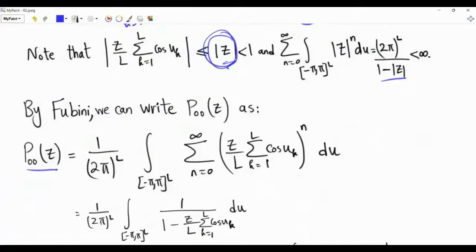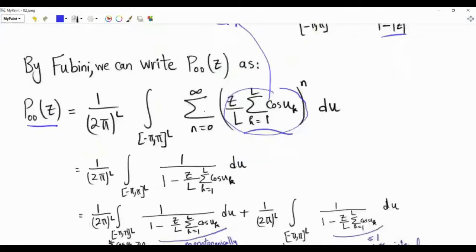The probability generating function is 1 over (2π)^L times the L-dimensional integral. Now we have the summation over n from 0 to infinity, and we have this quantity here raised to the power n. From above, we know that this is a geometric series with a ratio that is less than unity in magnitude. And so this is a convergent geometric series again. We can sum it and get a finite result.